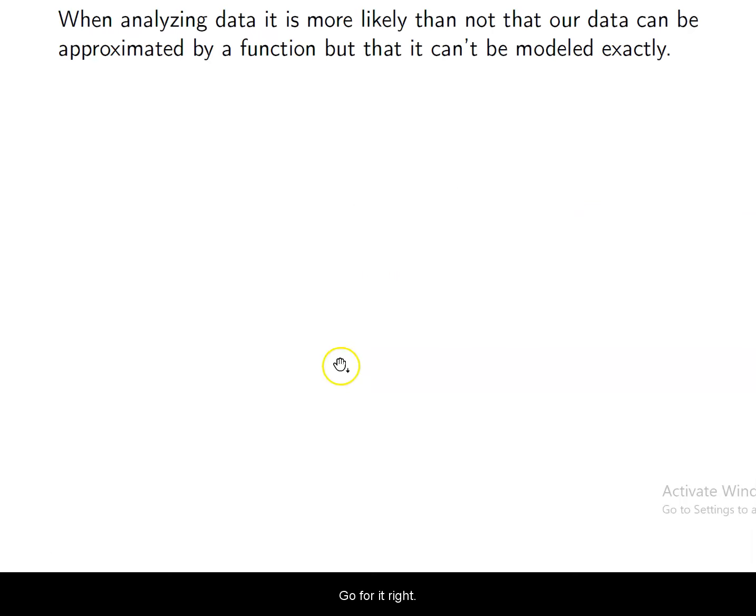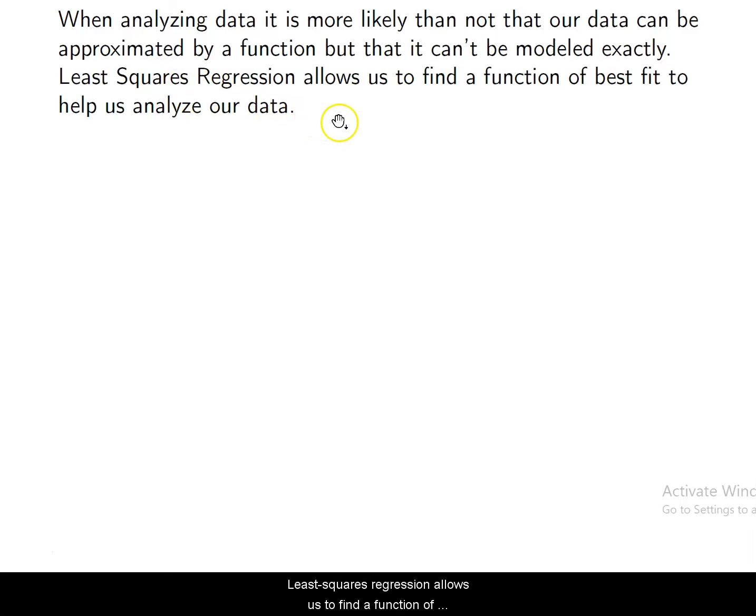So let's go ahead and just go for it, right? When we're analyzing data, I'm just going to rehash what I just said because we have our write-up, so it's nice to have this in writing. When we're analyzing our data, it's more likely than not that our data needs to be approximated by a function than lying exactly on a line. When I come up with a linear model, I can do so when I'm given some information, but if I have a lot of information, it's probably not going to line up exactly with what I need it to, especially when I'm collecting data. So least squares regression allows us to find a function of best fit that will help us to analyze our data, because then we can model it, we can talk about future values and extrapolation, or intermediary values that it should take on, which is interpolation, right?